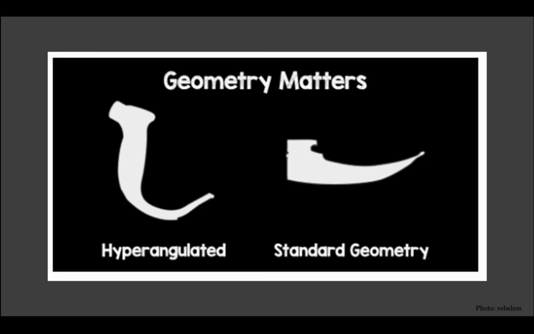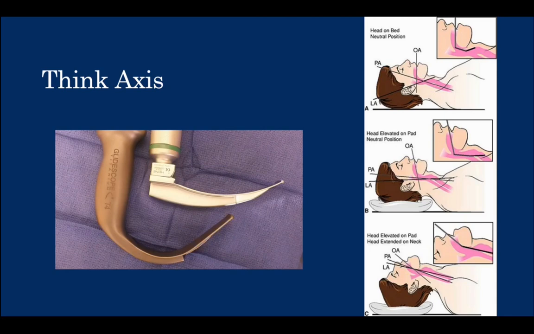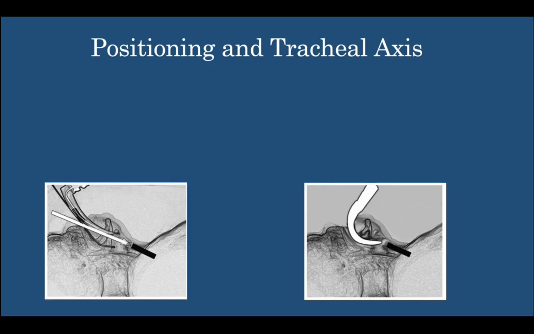So when I am using a hyperangulated video scope, I'm using very little force. I'm sliding the blade into place. I'm actually holding it with my fingertips instead of gripping it down and low like I do with direct. You can see the difference in the geometry. So I'll tell you, a sniffing position is best for direct or video, but placing someone in a flat supine position, I can actually get a pretty good view with a hyperangulated scope. But what I don't want to do is have them hyperextended. So with either of these devices, hyperextension is not helpful.